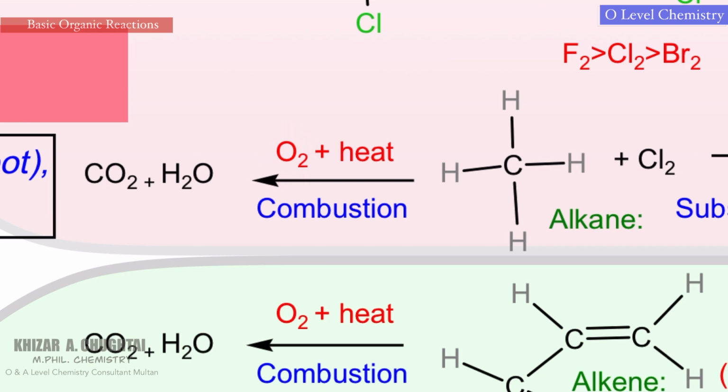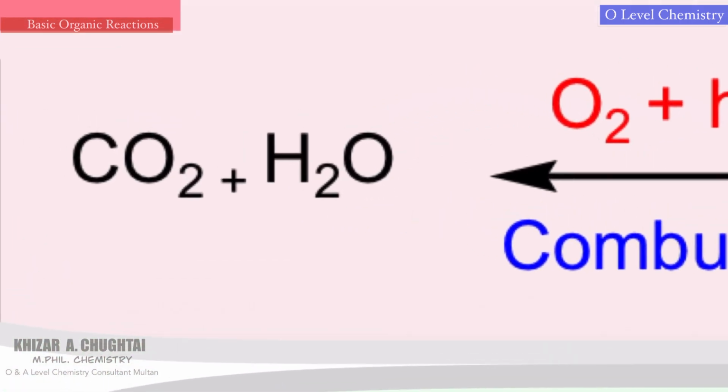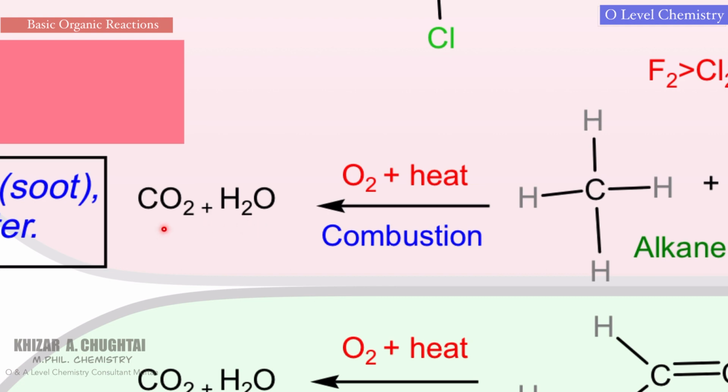In a plentiful supply of oxygen, the alkanes are heated, and the heat is the condition. The reagent is oxygen. So in the presence of a plentiful supply of oxygen, heating an alkane gives CO2 and H2O. That is the product of complete combustion.